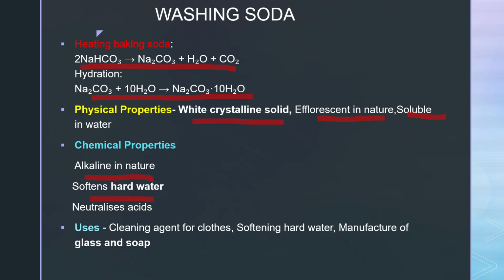It softens hard water, meaning whenever you add washing soda to hard water, it gets converted into soft water. It neutralizes acid and is used as a cleaning agent. Washing soda is obviously used as a cleaning agent in your detergents and all those things. It is used as a hard water softener and in the manufacture of glass and soaps, right?